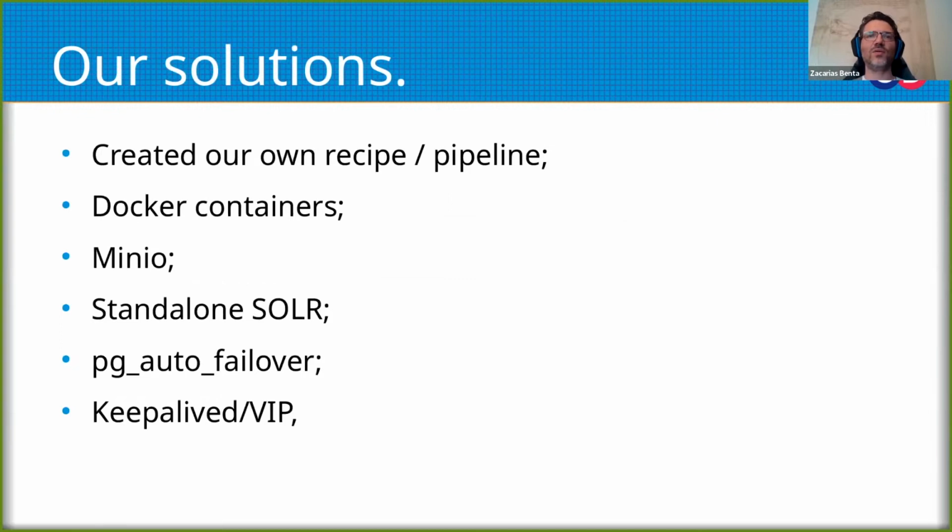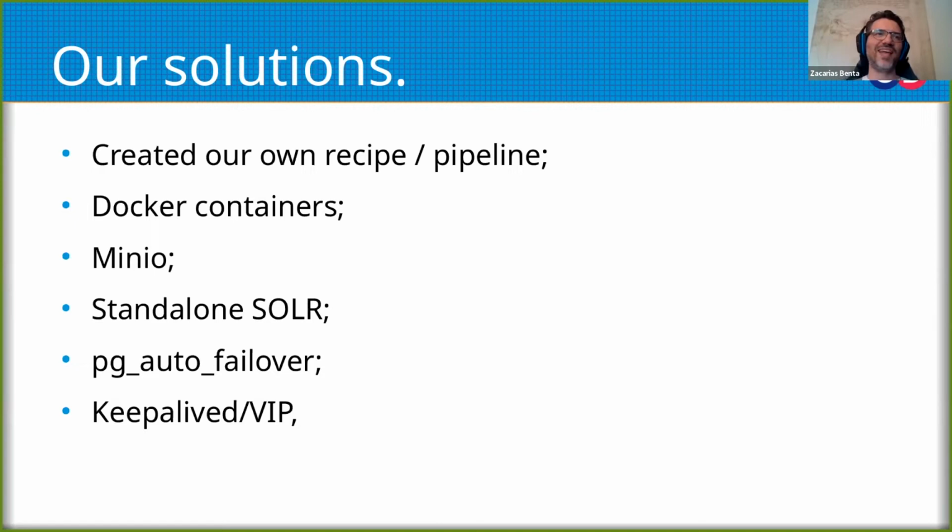Our solutions were to create our own recipe, with some pipelines. We're using Docker containers for everything. It's quite easier to maintain and redeploy a new machine. For the storage, we are using MinIO. We're using a standalone Solr server, the Solr index. And for the database, we are using pg_auto_failover, which is an extension that a group called Citus Data created, which allows us to have a Postgres database cluster which is fault tolerant and is fully synchronizable between all the nodes. It's quite good.